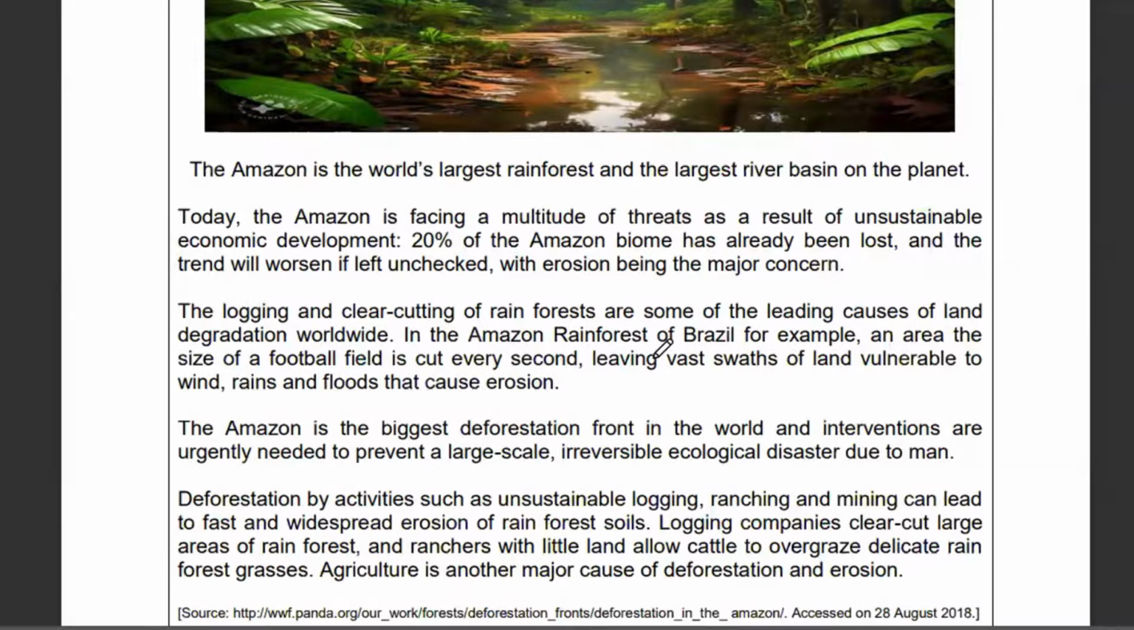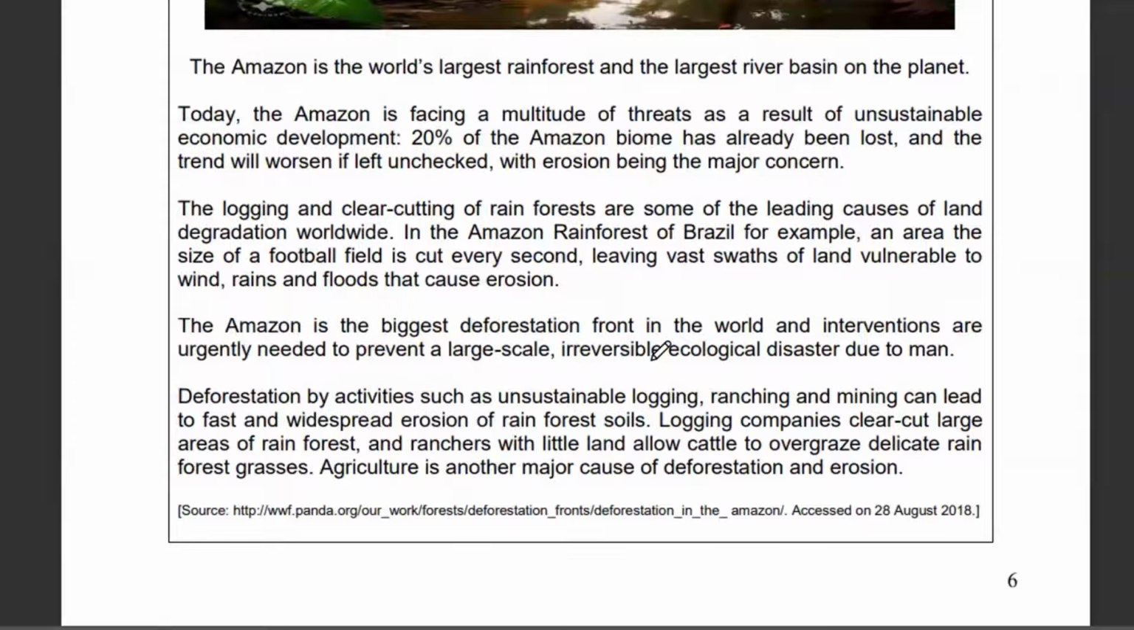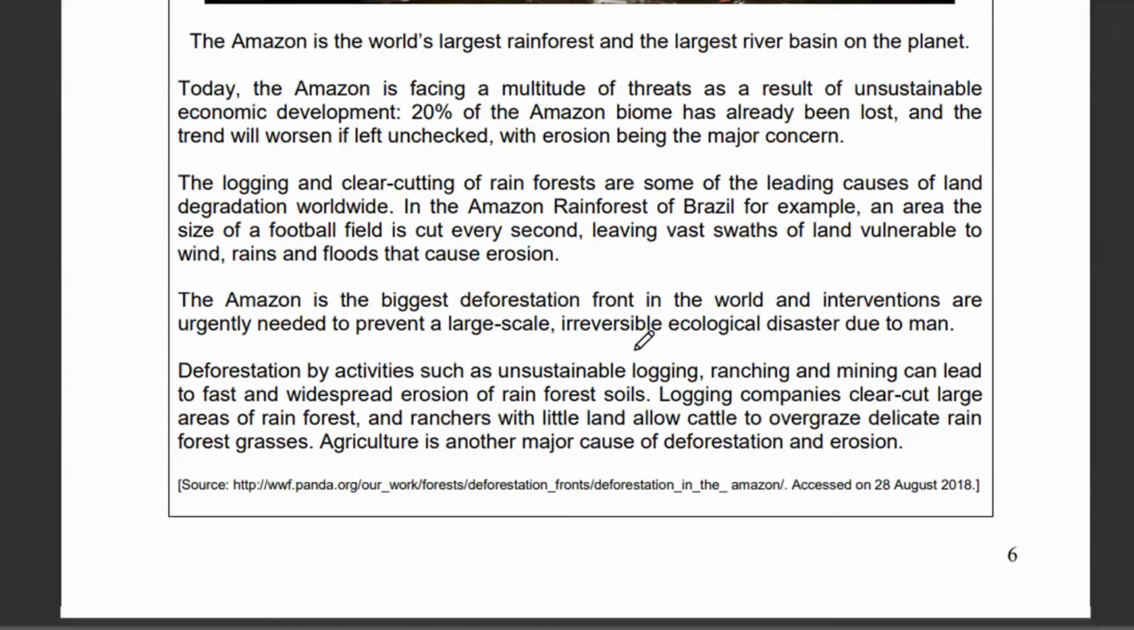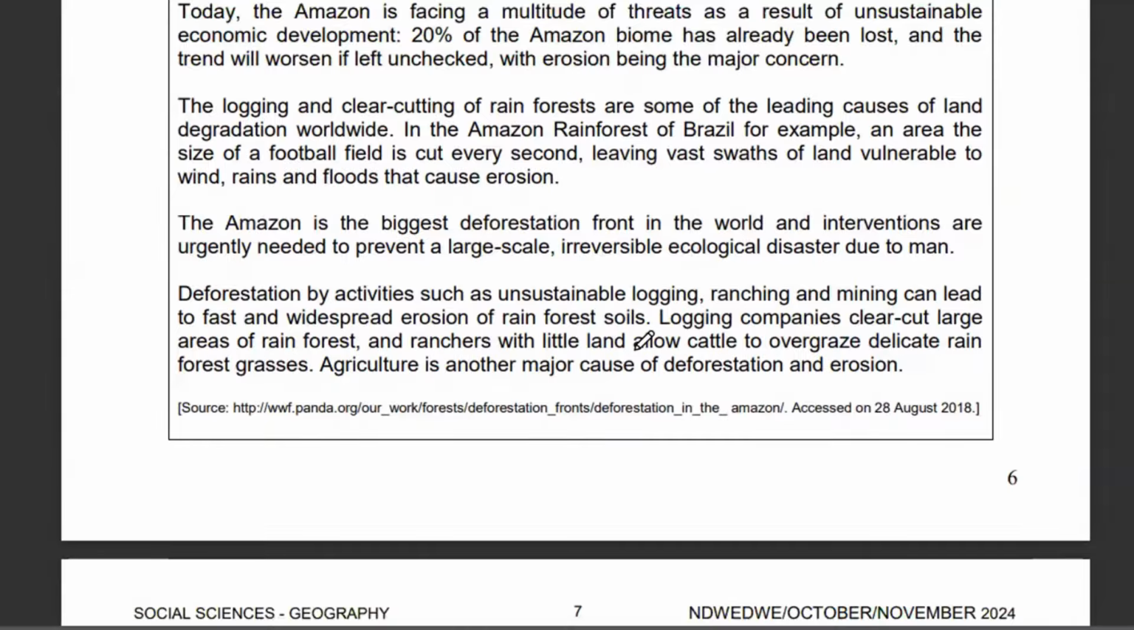With erosion being the major concern, the logging and clear cutting of rainforests are some of the leading causes of land degradation worldwide. In the Amazon rainforest of Brazil, for example, an area the size of a football field is cut every second, leaving vast swaths of land vulnerable to wind, rains, and floods that cause erosion. The Amazon is the biggest deforestation front in the world, and interventions are urgently needed to prevent a large-scale, irreversible ecological disaster due to man.